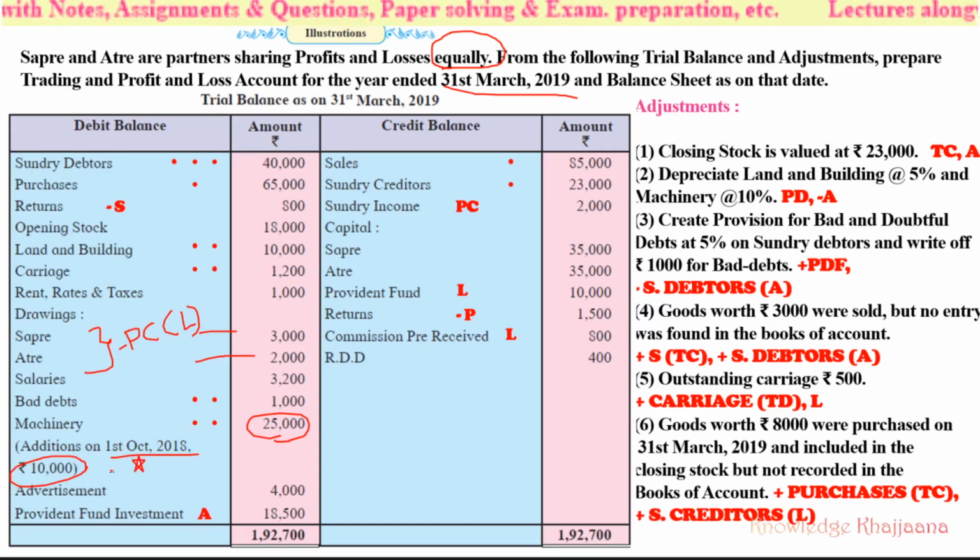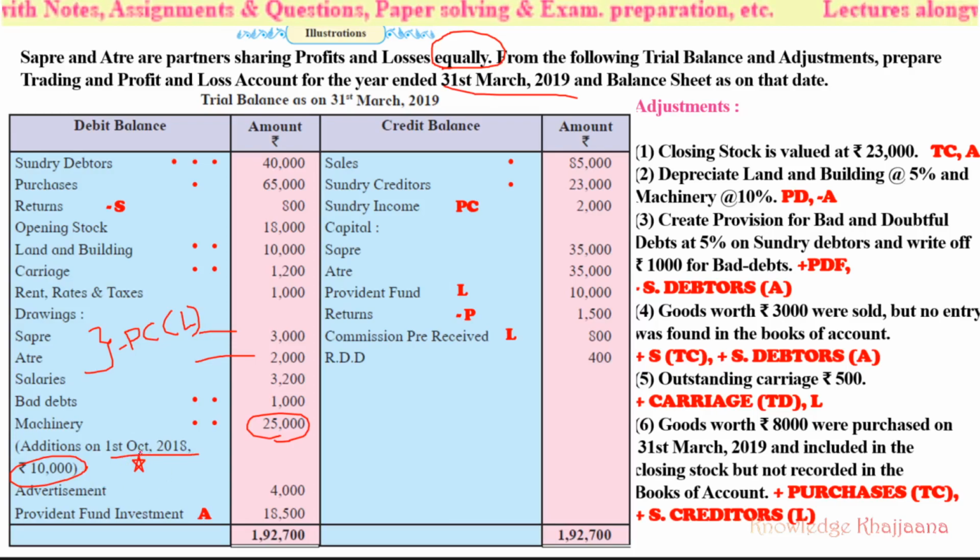in this period, meanwhile, some new machinery was purchased. How much was the cost of this new machinery? Rupees 10,000. And when was it purchased? 1st October 2018. It means after purchasing this new machinery of rupees 10,000, the value of the machinery is rupees 25,000. So before purchasing it, the price of the machinery must have been 15,000, right? On 1st April 2018 the machinery was 15,000, and on 31st March 2019 it is 25,000 because machinery of rupees 10,000 has been purchased meanwhile, on 1st October 2018.